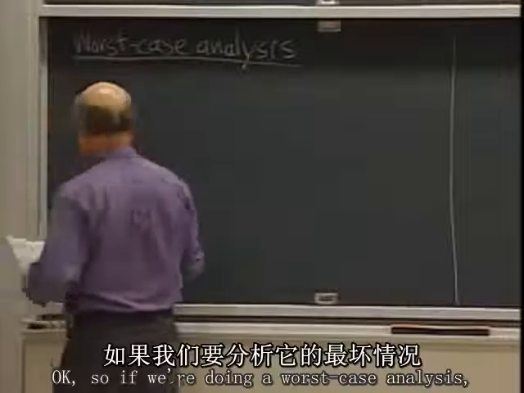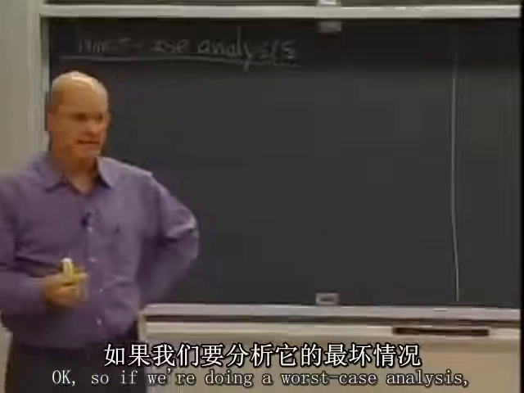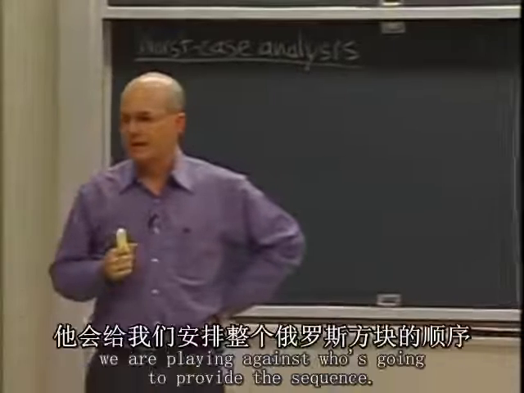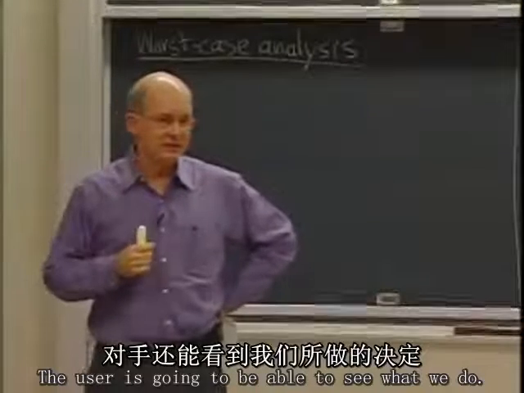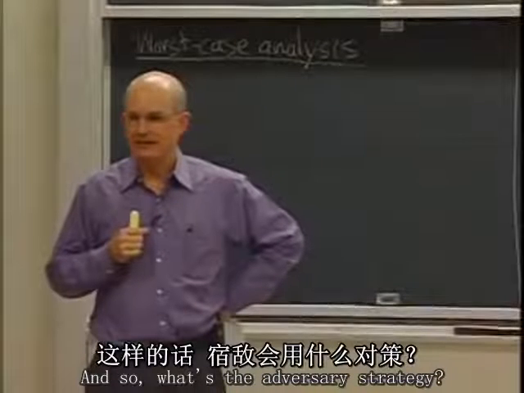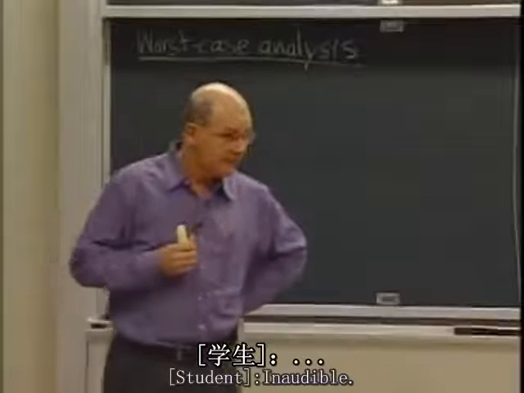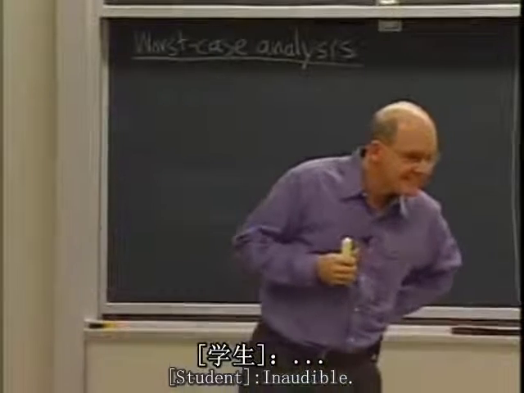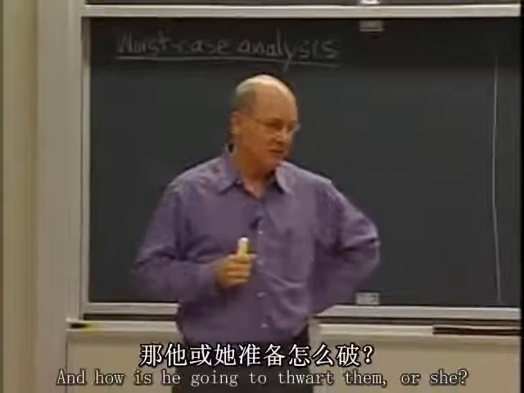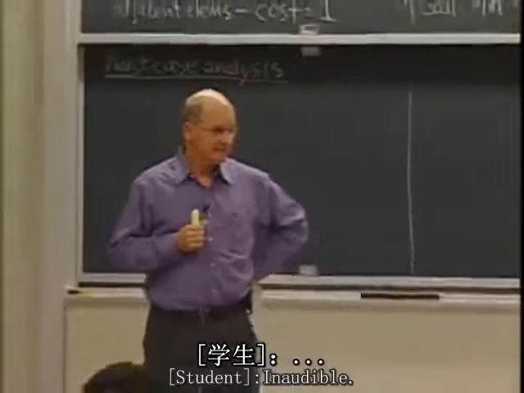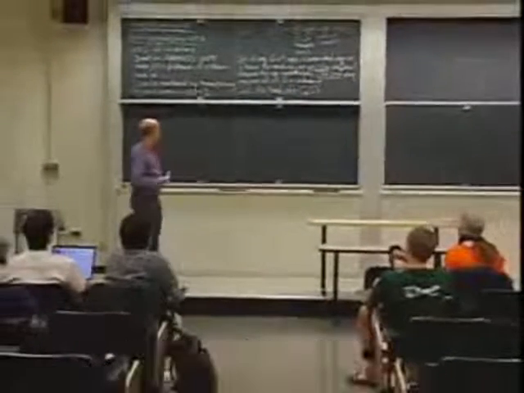Okay, so if we're doing a worst-case analysis, we can view that we have an adversary that we're playing against who's going to provide the sequence. The user is going to be able to see what we do. And so what's the adversary strategy? Thwart our plots. Yes, that's his idea. And how is he going to thwart them, or she? Which is what for this problem? What's he going to do?